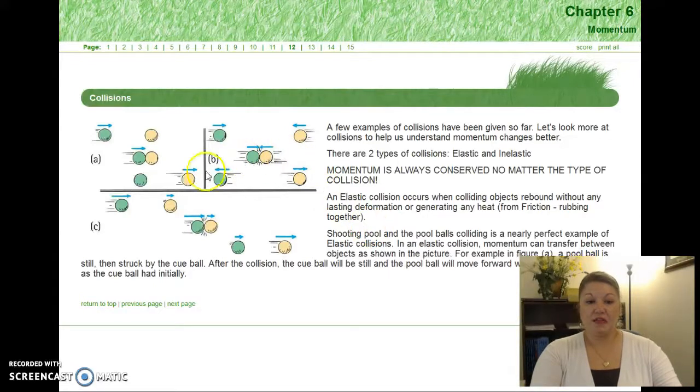A perfect example is playing pool. Pool balls, just like in the picture here. Momentum can transfer from one object to another, but the total momentum in the system always is the same.